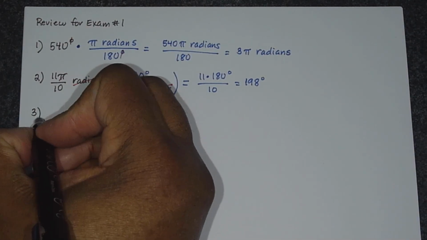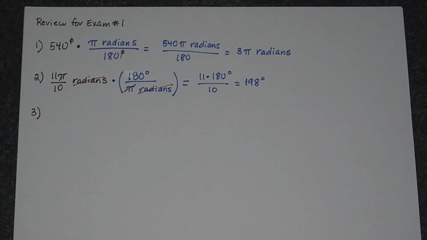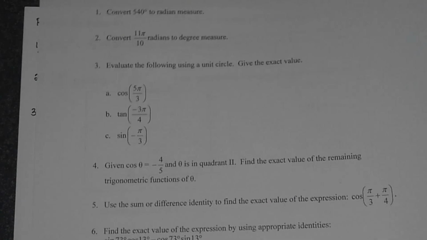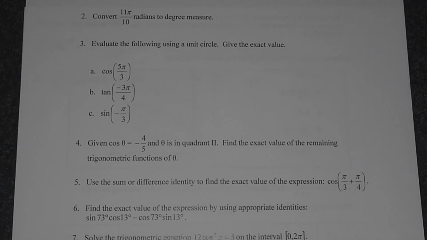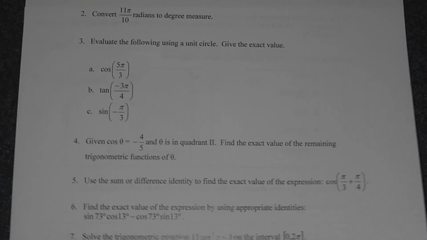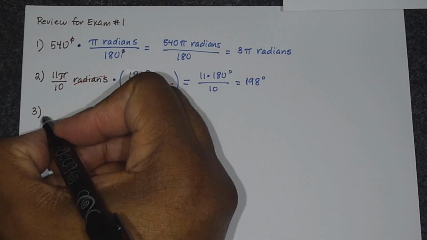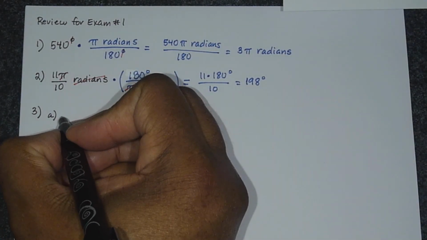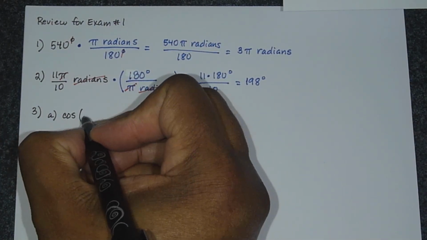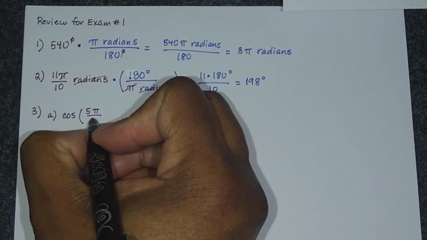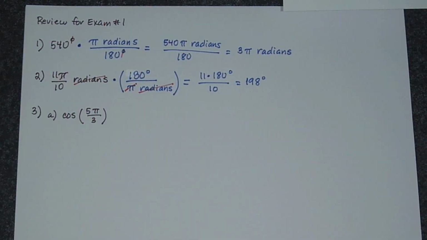Okay. Problem number 3. And here we got A, B, and C. We're going to evaluate the following using a unit circle and give the exact value. So in part A, we got the cosine of 5 pi over 3. Cosine of 5 pi over 3.